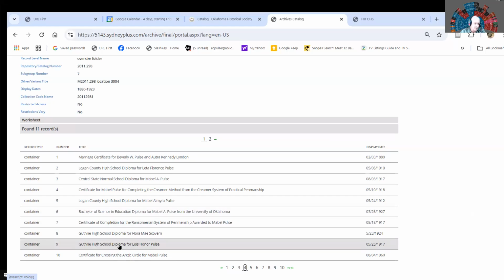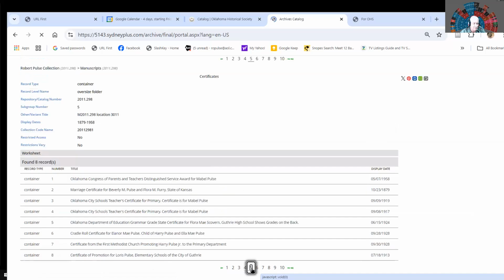And then Guthrie High School diploma for Lois Honor Pulse. And then here's a certificate for where Mabel went across the Arctic Circle. She liked to travel. Oklahoma Congress of Parents and Teachers Distinguished Service Award for Mabel.